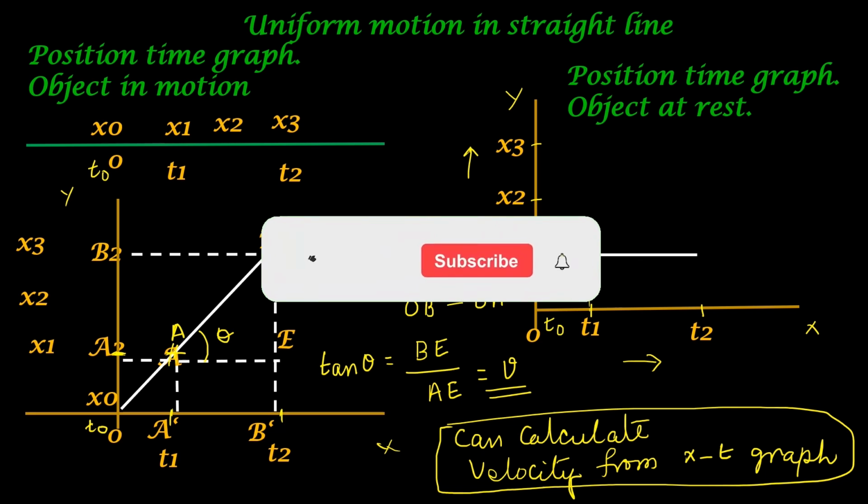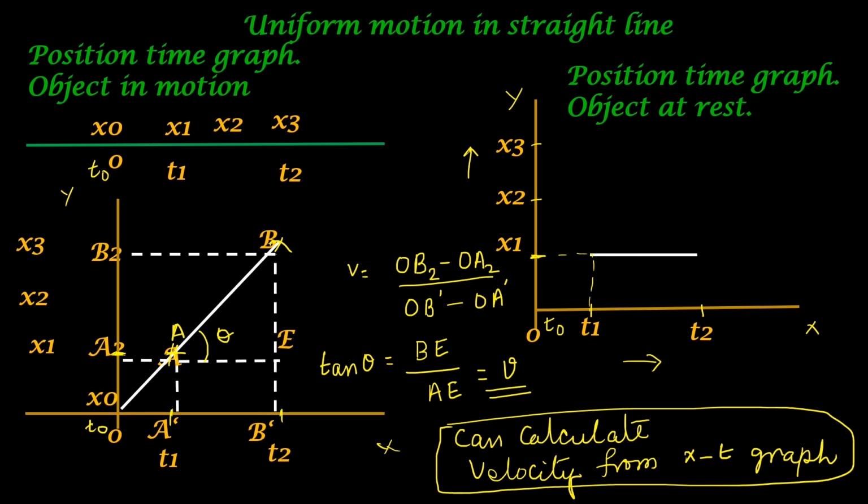In simple terms, the slope of the position time graph is equal to velocity of the moving object, and it is equal to y2 minus y1 divided by x2 minus x1. y and x are the two components of the graph. For clarification, let me repeat, y2 minus y1 is OB2 minus OA2 and x2 minus x1 is OB dash minus OA dash. I hope it is quite clear.